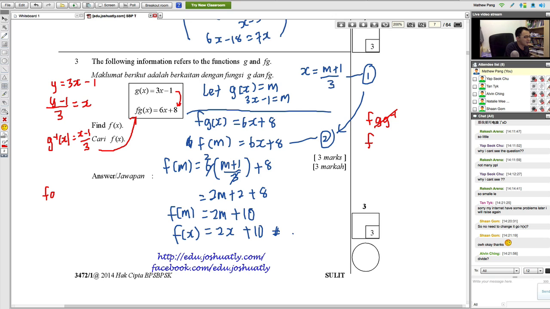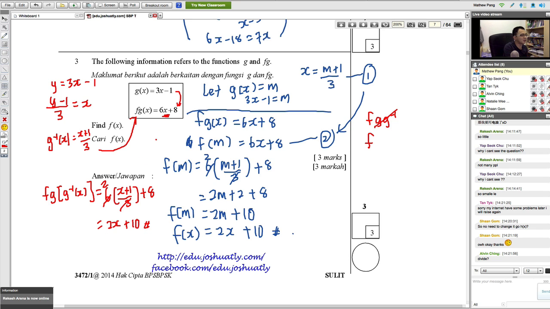So I will substitute into fg, and then my x will change into g inverse x. It means the x over here, I will substitute (x minus 1) over 3. So I get 6 times (x minus 1) over 3 plus 8. Then you simplify, you will still get 2x plus 10. Oh no, this is plus 1. Sorry, this one should be plus 1. Okay, so you get 2x plus 10. You should get the same answer. But you have to understand that if you substitute g inverse into fg, you can simplify g and g inverse, and then you will get f(x). Alright, this is some important idea.